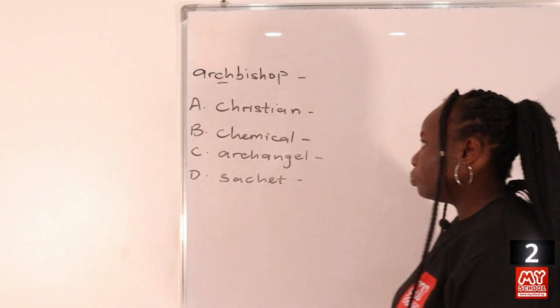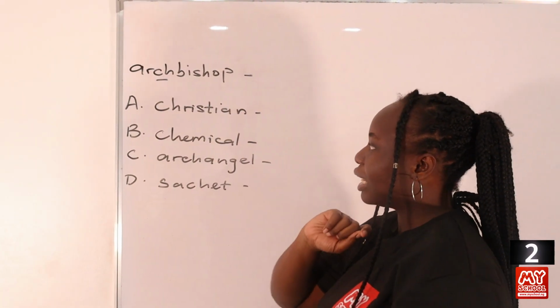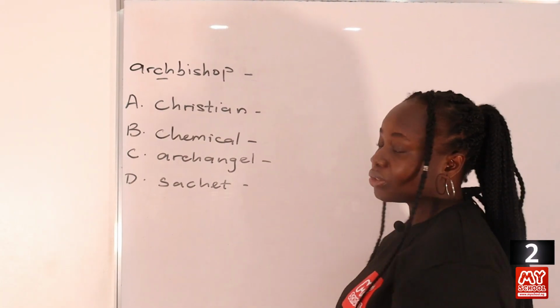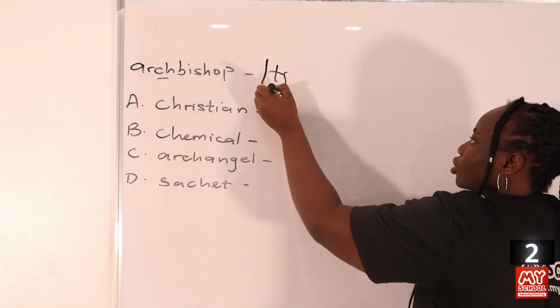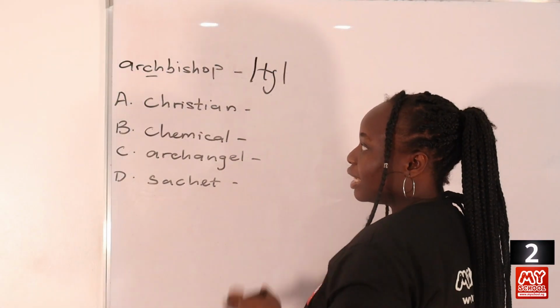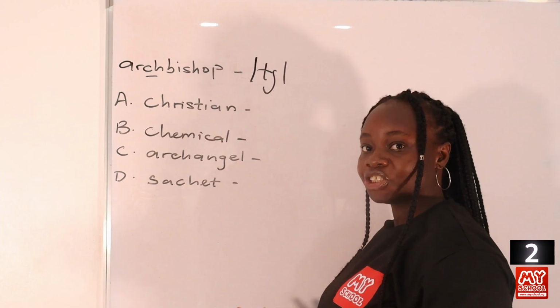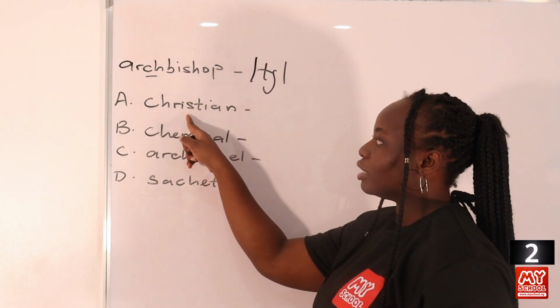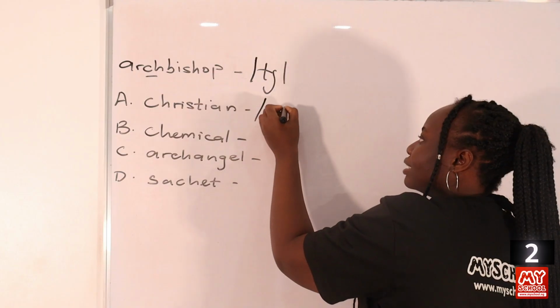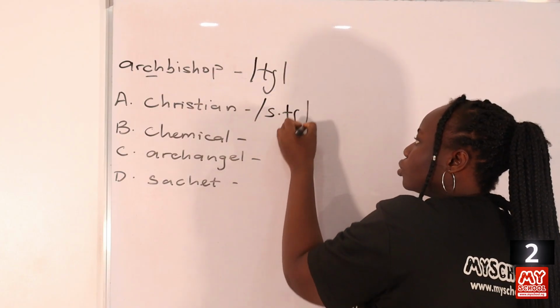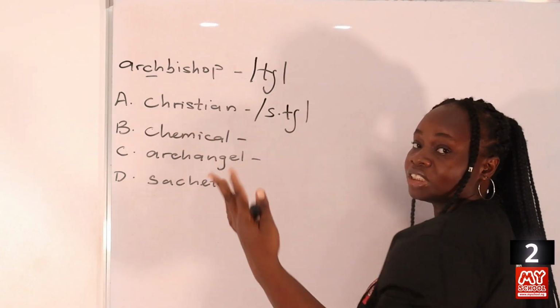For the word Archbishop, the focus is on the underlined letters C and H. It is pronounced as Archbishop. We have the consonant sound ch. Then option A says Christian. It's pronounced Christian. All right, so we can see there is a consonant cluster here. We have the S sound and then we have the ch. Okay, they are in two different syllables of the word.